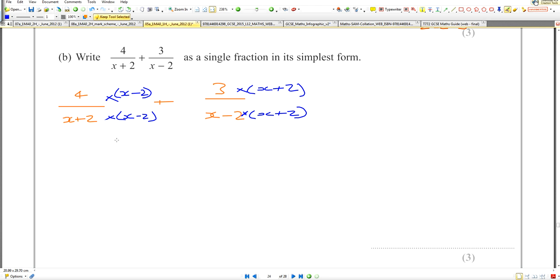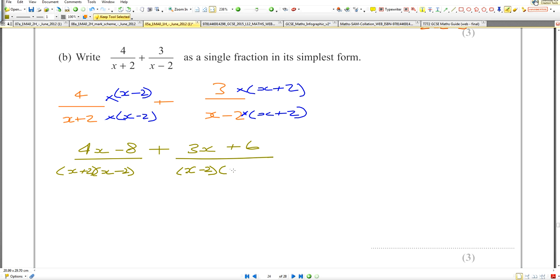Okay, now what do we have on the top? On the top we now have 4x minus 8 on the first side plus 3x plus 6, over x plus 2. I'm not multiplying at the bottom, by the way. We're just leaving them exactly as they are, as a product, just adding some brackets to make it look neater. X plus 2, yeah, that's the same thing.